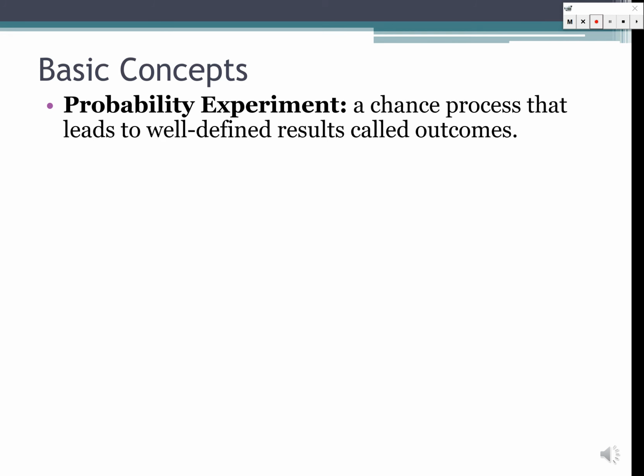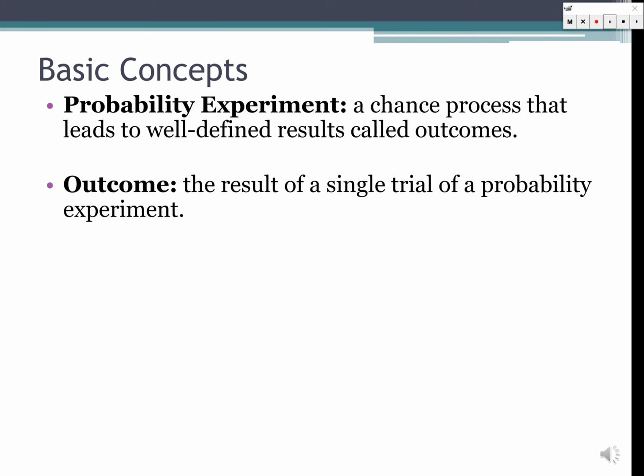So basic concepts, here we go. If you're talking about a probability experiment, it's a chance process that leads to well-defined results. And those results are called outcomes. So an outcome, just to get a little more specific with it, is the result of a single trial of a probability experiment.